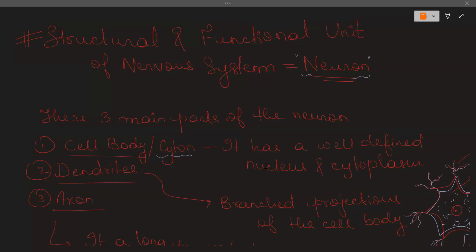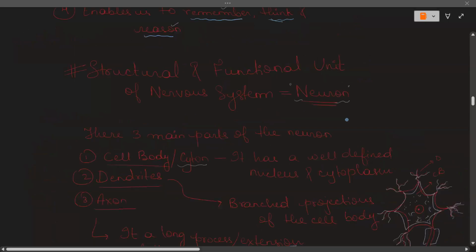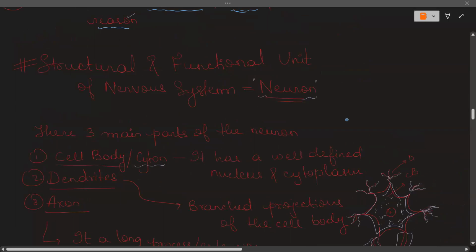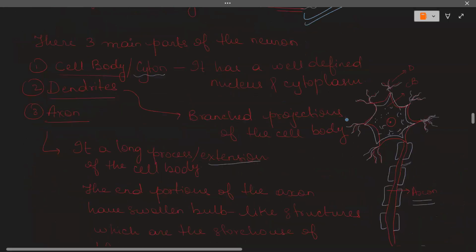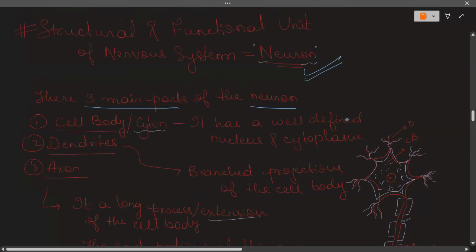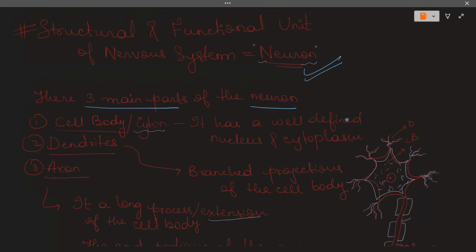Yes, ma'am. So I was saying that we'll talk about the structural and functional unit of our nervous system, that is the neuron. Now this neuron is made up of three parts. The first part is the cell body or the cyton. The second part is the dendrite, and the third part is the axon. So the cell body or cyton, dendrite, and axon are the three main parts of the neuron. And this neuron is extremely important, just like how the nephron was present in our excretory system. In the same way, the neuron is present in our nervous system.